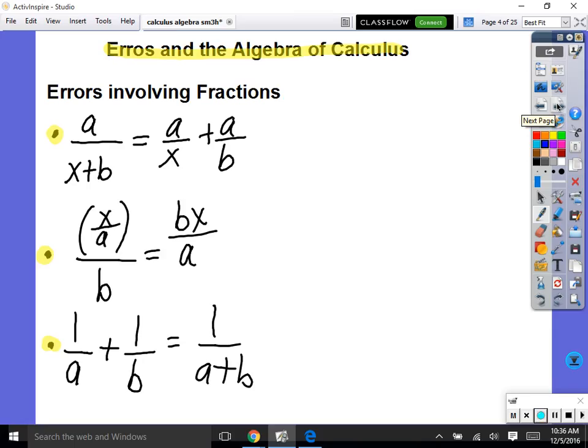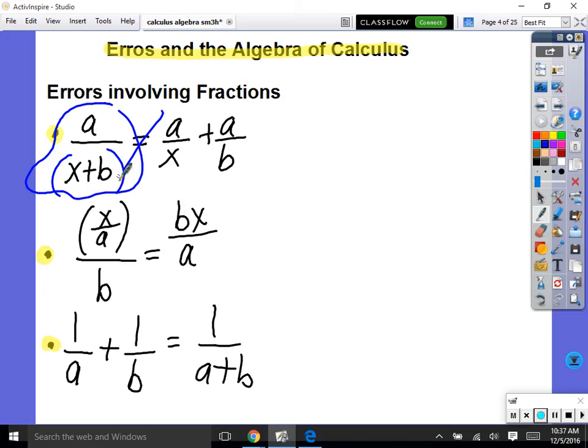Okay, errors involving fractions. People will see this: a over x minus b, and they'll split it up and say, okay, that's really a over x plus a over b. That's absolutely not true. Correct, everybody? If it's connected by addition down here, that's the entire denominator. It's connected. You cannot split this one up. Does everybody understand? So we would not split that up. Anybody have questions on why that is?